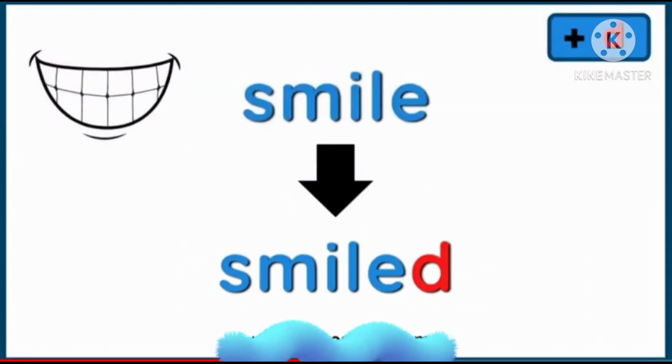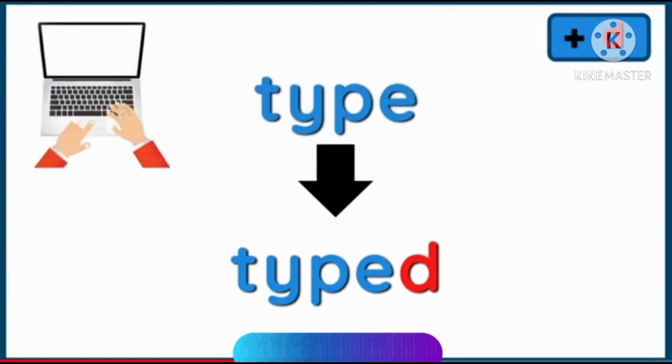Second example is smile, S-M-I-L-E. Base form is smile, where you have only added D to it and it will become S-M-I-L-E-D, smiled. Also, third example, type, T-Y-P-E.